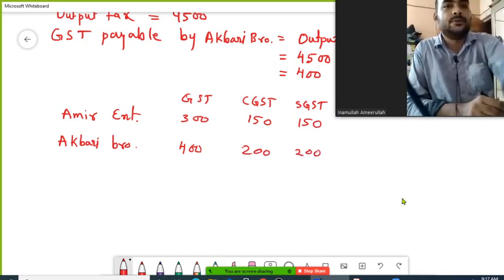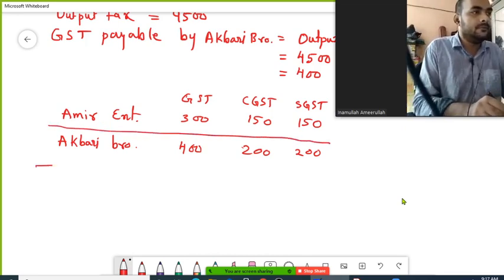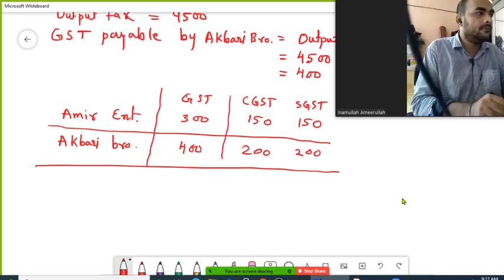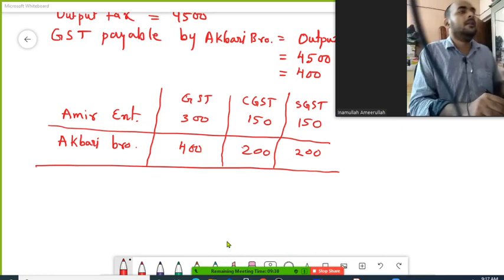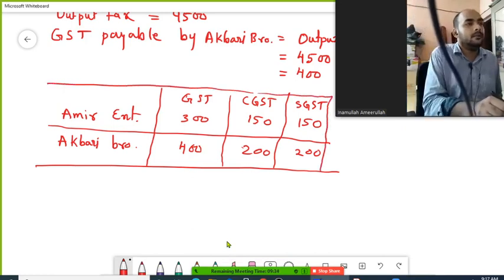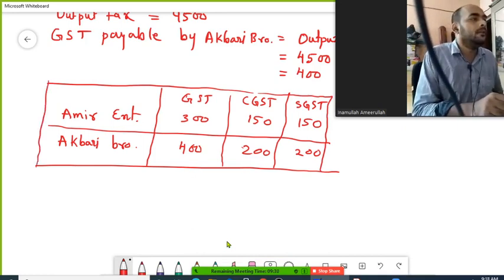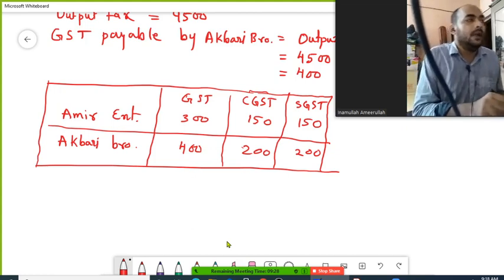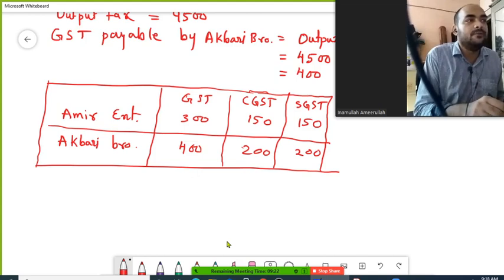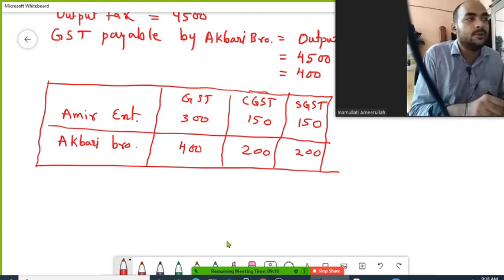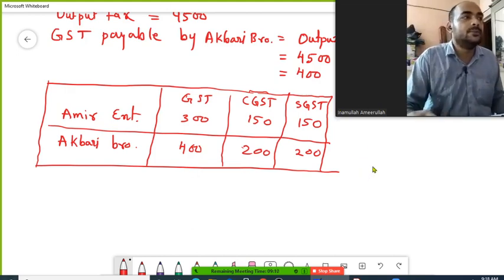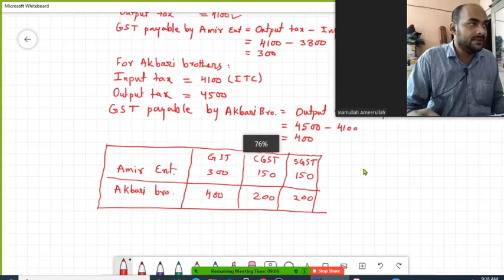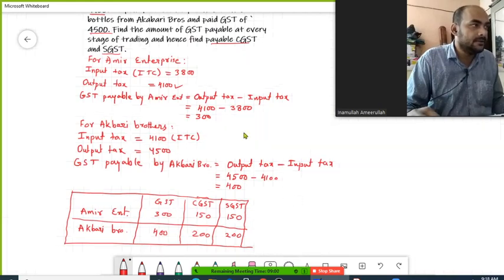So Amir Enterprise GST amount is 300, CGST amount is 150, SGST is 150. Akbari Brothers GST amount is 400, CGST 200, SGST 200. And this is your calculation. In this way you can solve this particular question. I'll show you the complete solution of this question on the screen. Yes, here we have the question and this is your solution in red. Hope it is clear to everybody.